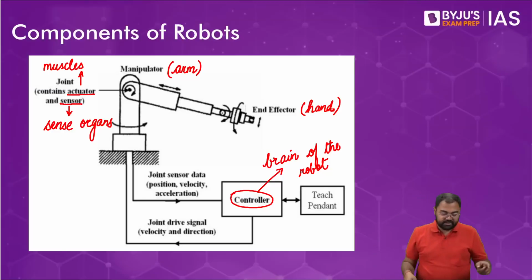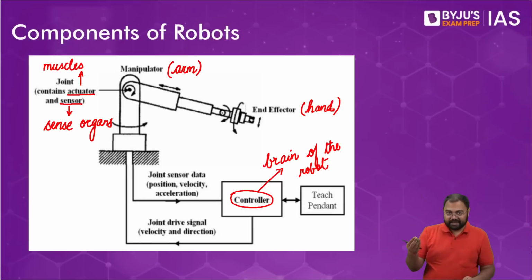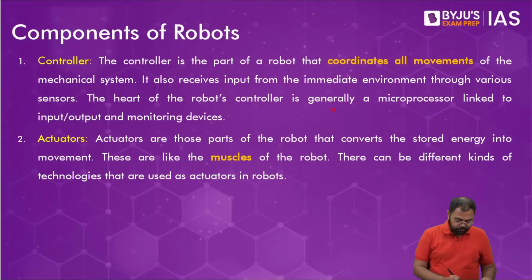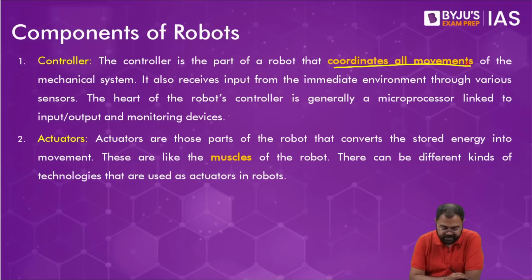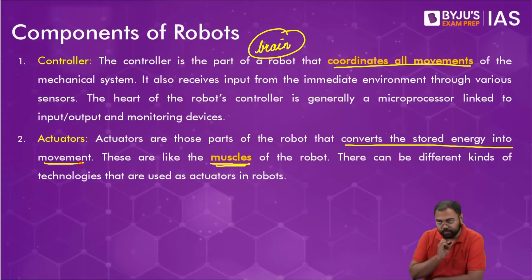So in this sense we see that there are all these different parts of the robot, and we understand the value that they have and how they are working in tandem to make the mechanical movement happen in a robot. These are called the components of a robot. You have the controller, which coordinates all the movements of the mechanical system, and as I told you, it's like the brain of a robot. Then we have the actuators, which we discussed are like the muscles of the robot, and they convert the stored energy into movement. That is the role of actuators.